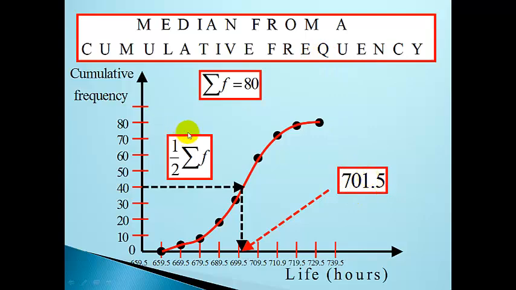I repeat, you only take half of the summation of the cumulative frequency, then you locate it on the y-axis. That's the cumulative frequency axis. You trace it till you touch the curve, then you trace it vertically downwards, and you read the point, 701.5.